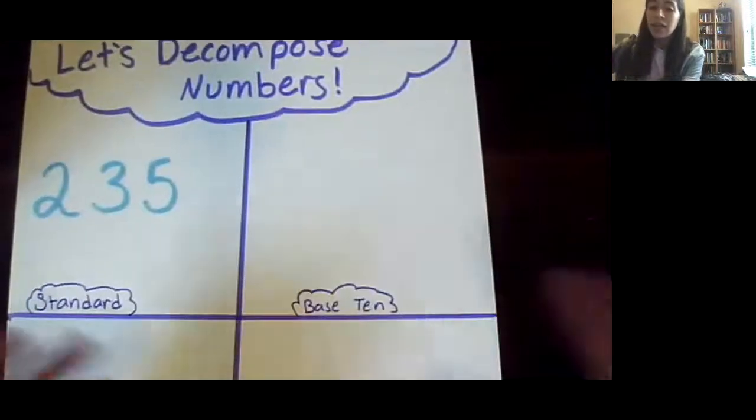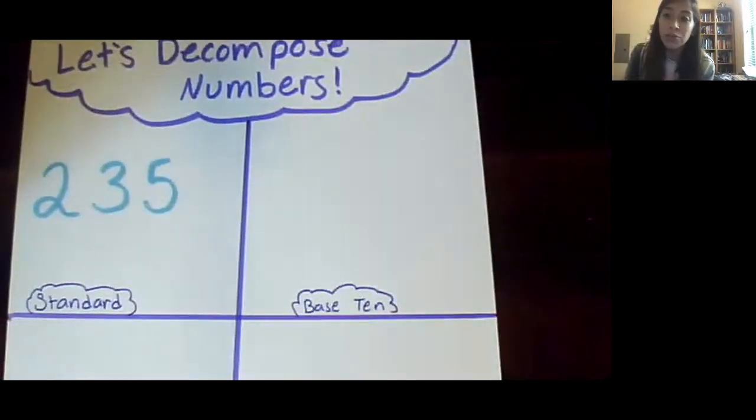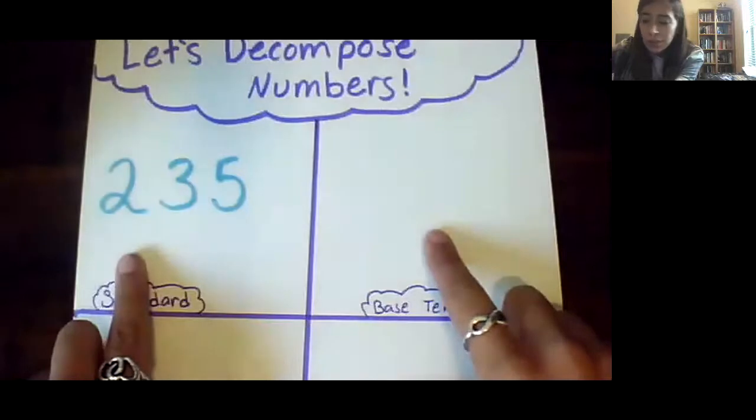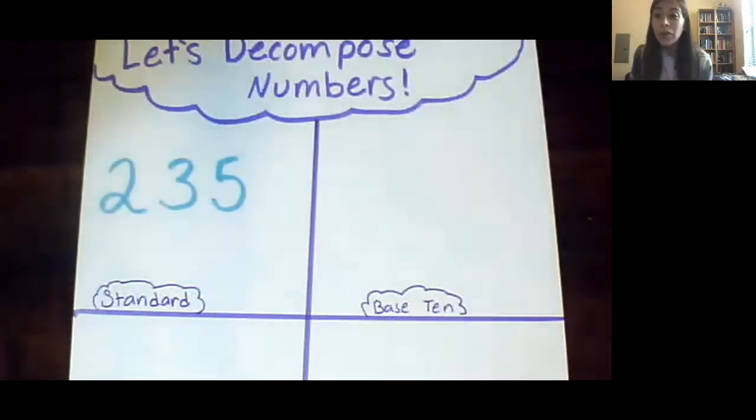Base 10. Now, base 10 can also mean pictures. So we have to decompose or break apart this number into pictures. Now, in 2nd grade, we use something, and you might have it inside that folder that we gave you towards the beginning of the school year. Looks just like this.